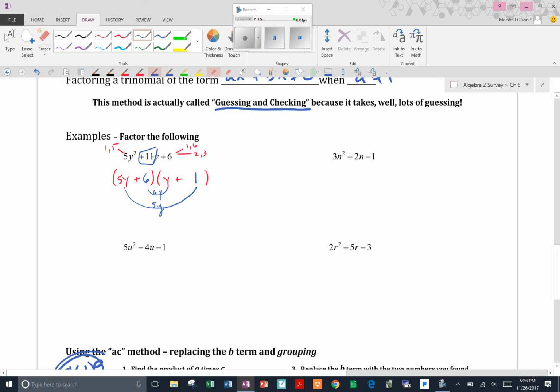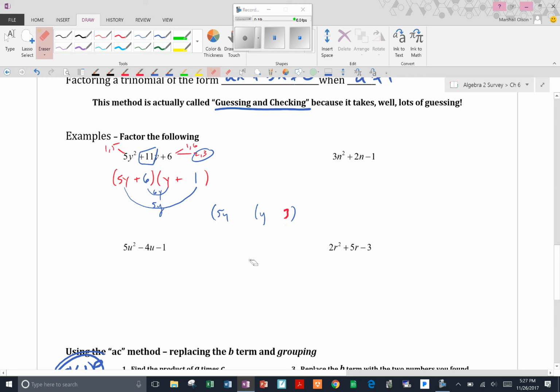There, that adds up to 11y. That must be what our factors are. I didn't even have to go through the 2 and the 3. If I would have started with the 2 and the 3, I would have started with the 5y and the y, and then just tried the 2 and the 3, and said, well, 2y and 15y, that's not going to work.